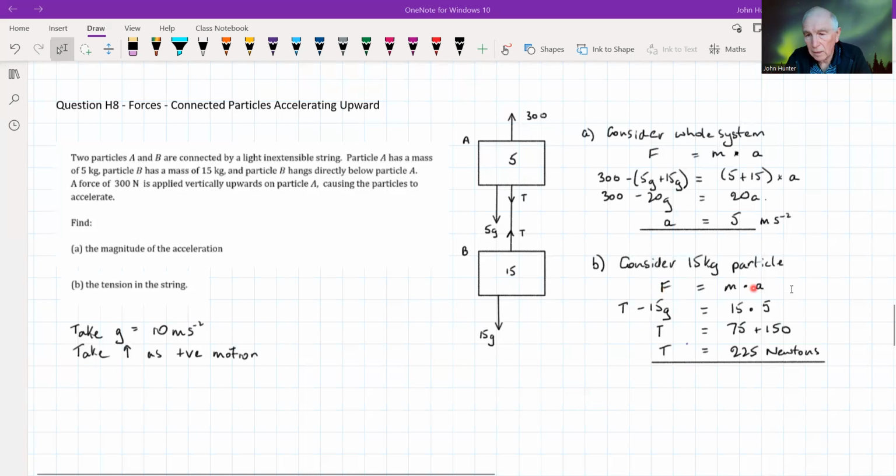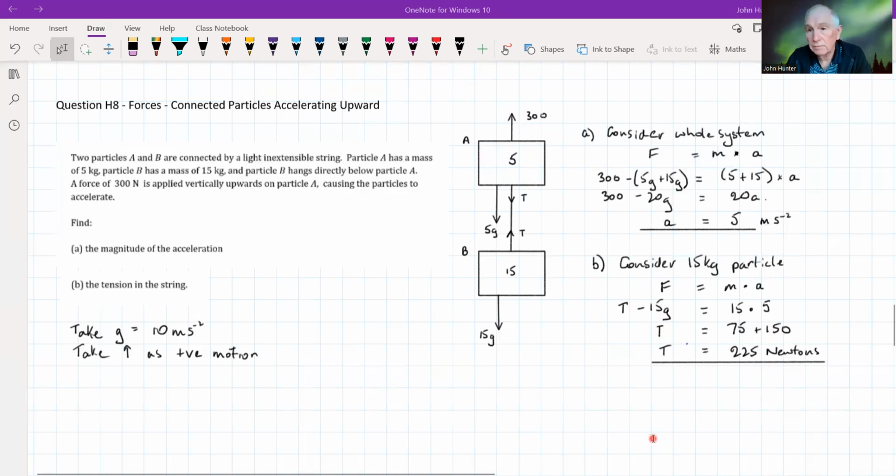Again, here's our Newton's second law of motion equation, F equals ma. And again, thinking upwards, the net force upward is going to be the tension, T minus 15g, and that's going to be equal to the mass of 15 times the acceleration, which we have calculated from part A of the question. So substituting g equals 10 in there, this gives us T equals 75 plus 150, or 225 newtons. So that's the answer to part B.